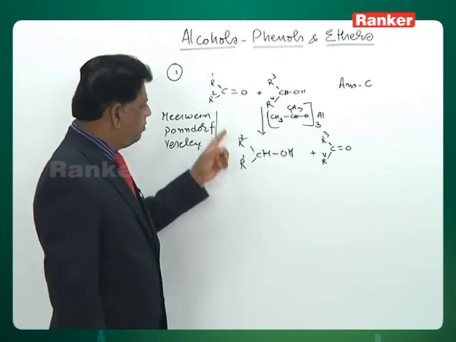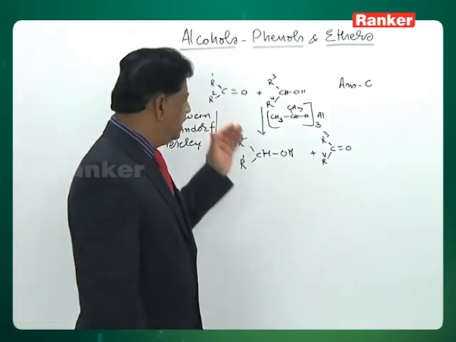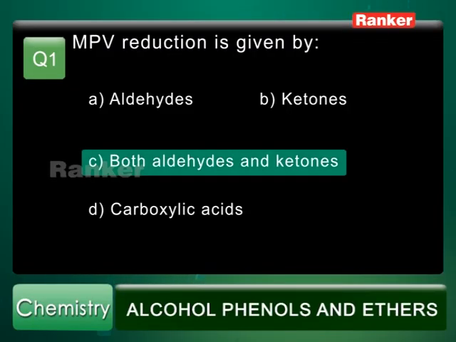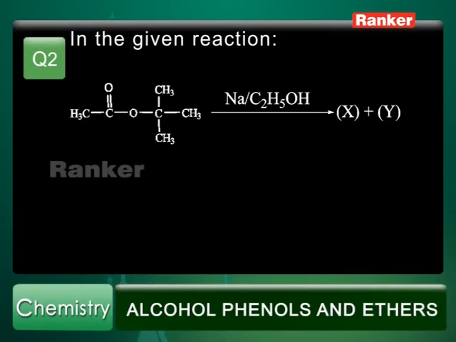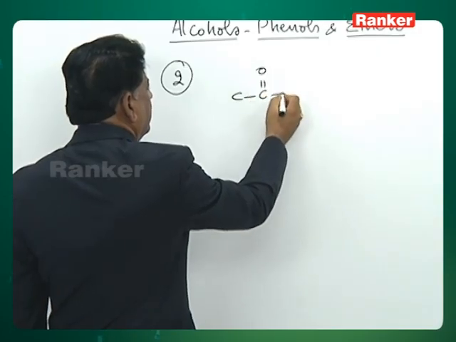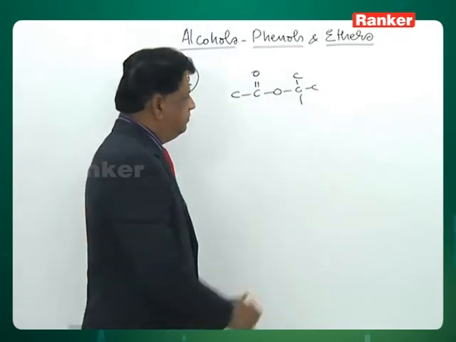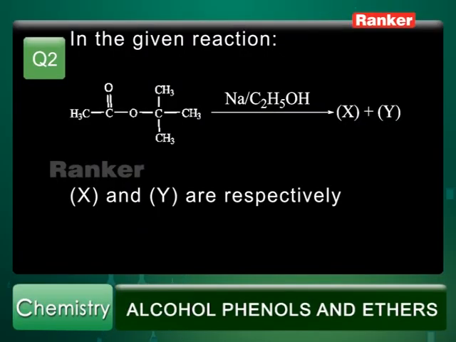Any carbonyl compound gives the corresponding alcohol. Aldehydes give a primary alcohol, and ketones will give the 2 degree alcohol. So the answer is C therefore. So let's go to the second question. In the reaction given, an ester is given actually, with a methyl group containing an alcohol, tertiary butyl alcohol, and acid is acetic acid, right? So this particular ester is treated with sodium in the presence of ethyl alcohol, converted into X and Y.